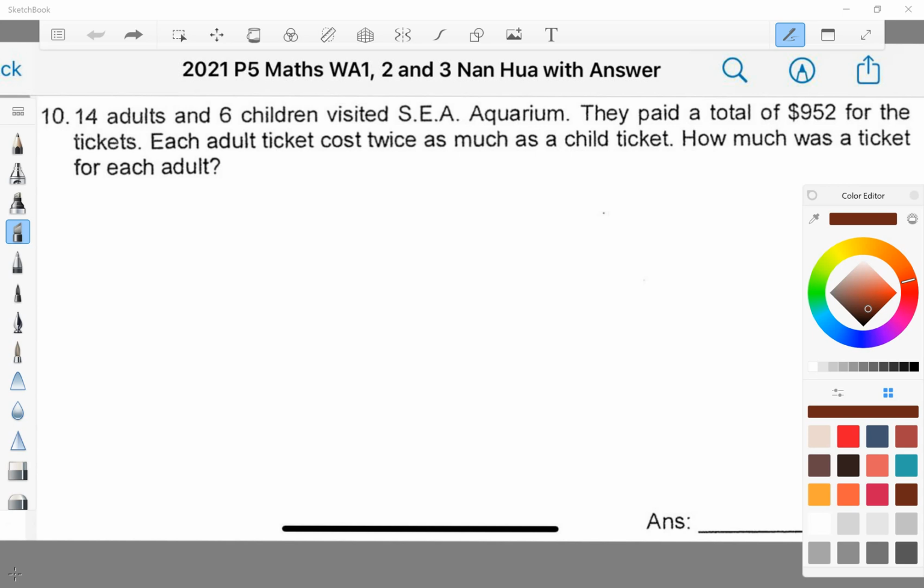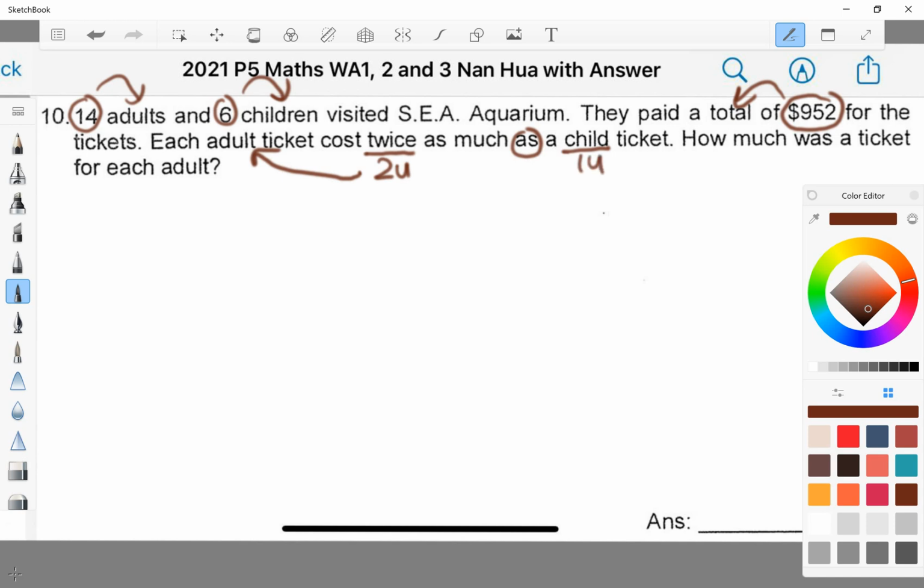14 adults and 6 children visited Sea Aquarium. So right now I'm doing my basic annotations. They paid a total of $952. I'll circle that and I'll point towards the word total. They told us that each adult ticket costs twice as much as a child ticket. So this means that the adult ticket will be 2 units and the child ticket will be 1 unit.